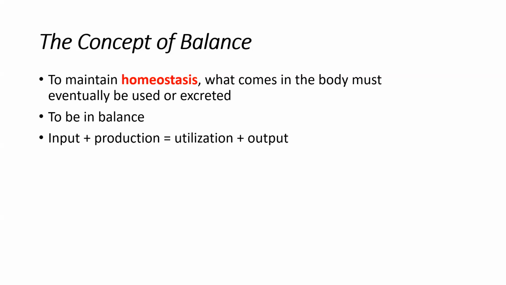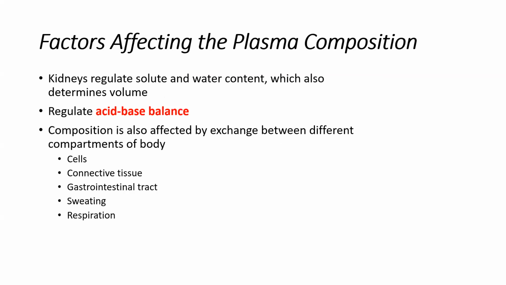So in order to be in balance, those two sets of variables should be equal or at balance. So the kidneys regulate the solute and water content, which determines the volume of our plasma. And it also regulates the acid-base balance.